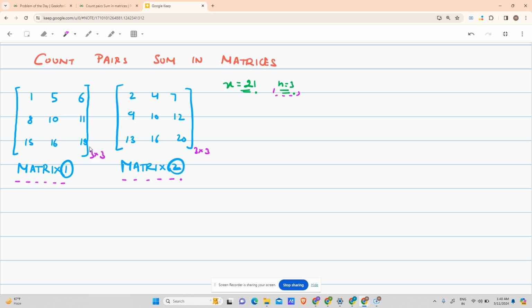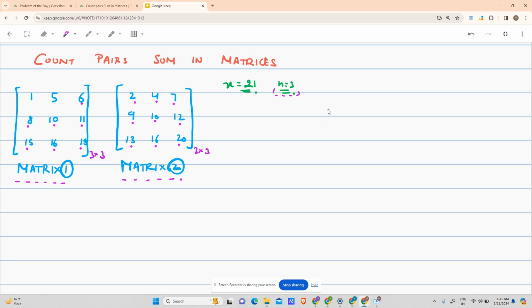Another thing provided to us is that these are strictly increasing, that is, they are strictly sorted. What do I mean by strictly sorted in the case of matrices? You can see that 1 is smaller than 5, 5 smaller than 6, 6 smaller than 8, 8 smaller than 10, 10 smaller than 11, 11 smaller than 15, 15 smaller than 16, 16 smaller than 18. So if I jot down in an array, the array would be sorted. Similarly, if you see matrix 2, 2 is smaller than 4, 4 smaller than 7, 7 smaller than 9, 9 smaller than 10, 10 smaller than 12, 12 smaller than 13, 13 smaller than 16, 16 smaller than 20.